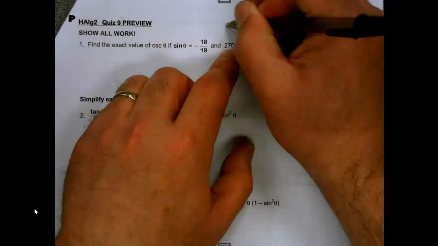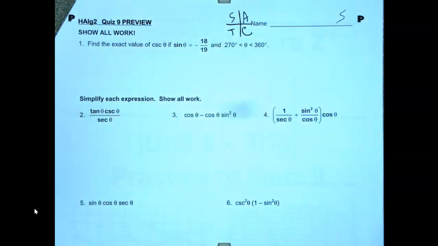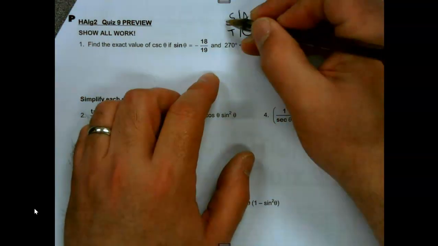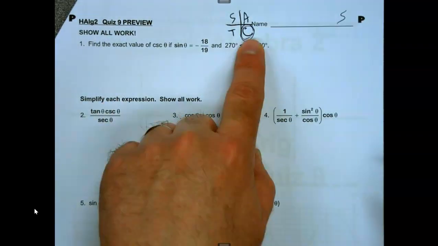All right, exact values. We've been playing with these for a while. Biggest thing to remember here, there's two things. Number one, we got to be able to keep straight what functions go with which functions. And we get the additional little play here of which quadrant am I in? 90, 180, 270, 360. I'm over here in the cosine quadrant. So I need to keep that in mind.